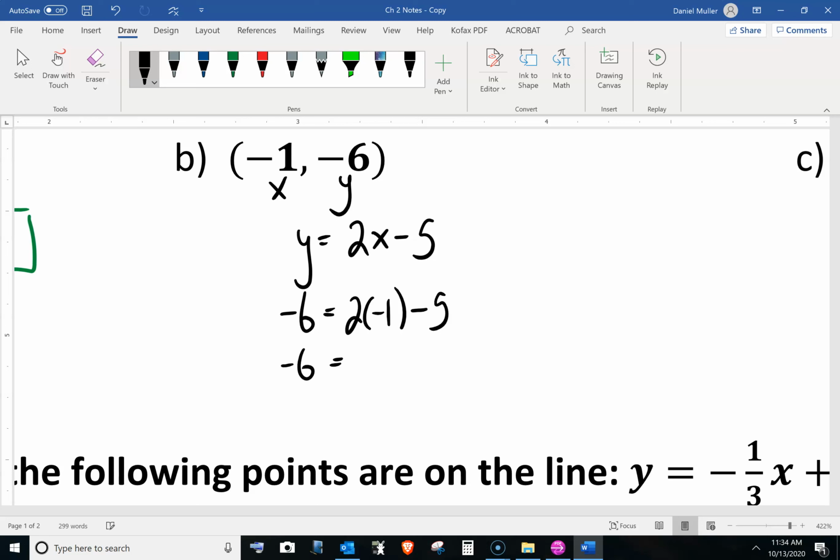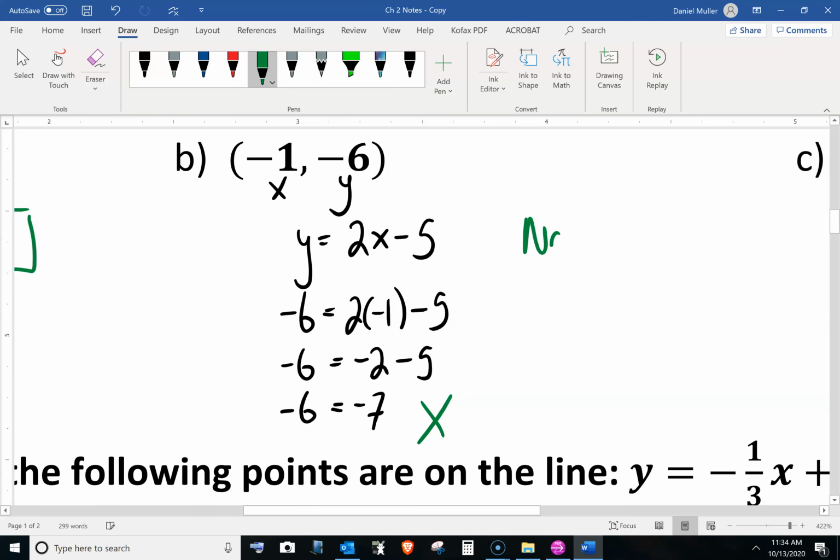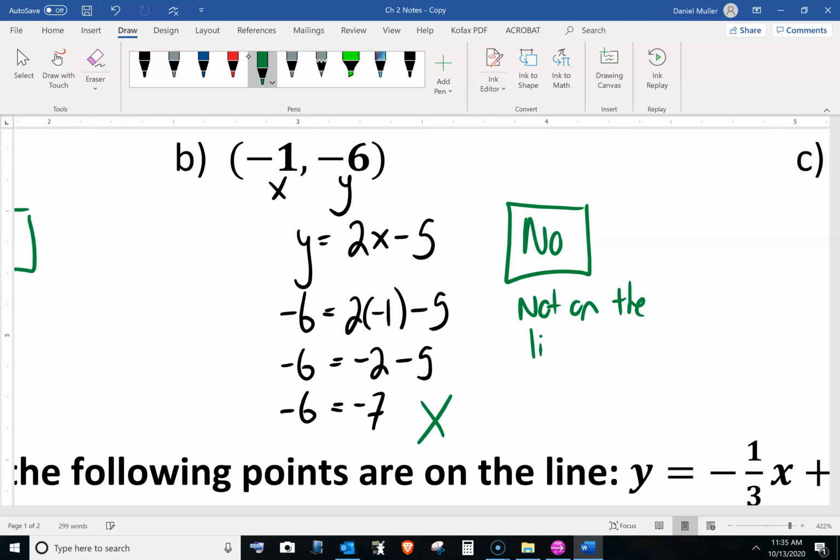2 times negative 1 is going to be negative 2. I have to do that first before the minus 5, just because it's bad math otherwise. So 2 times negative 1 is negative 2, with that minus 5 there. And then, of course, there's nothing to do on the left. But on the right, negative 2 and negative 5 get me a negative 7. So is that a true statement? No, it is not. So no, this point is not on the line.